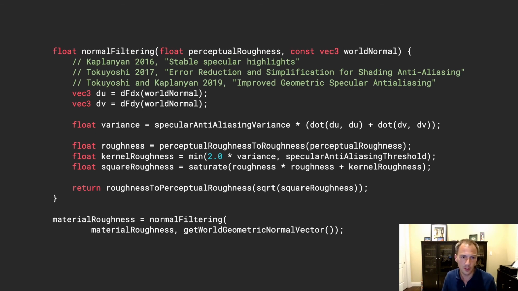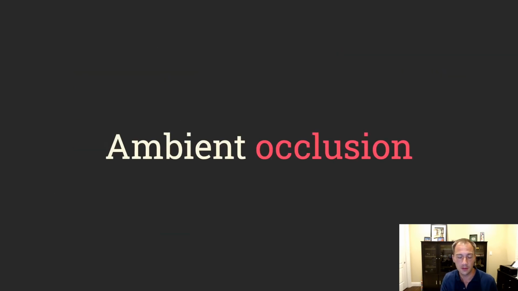It's fairly cheap. It's a couple of dot products, a couple of derivatives, and a couple of square roots. But you do it only once since you modify the roughness. It is an optional feature, so you turn it on only for the materials that need it. All right, next up, ambient occlusion.